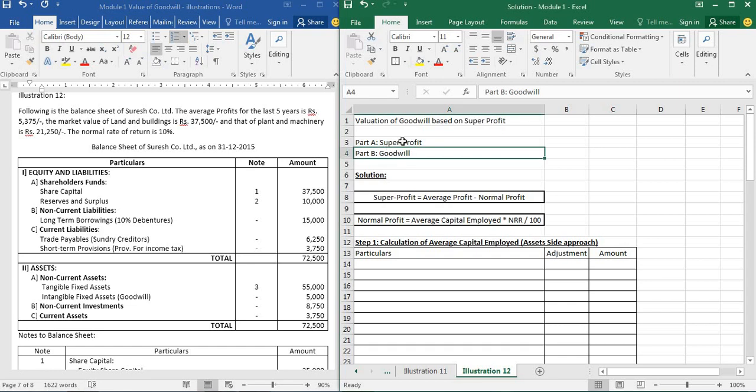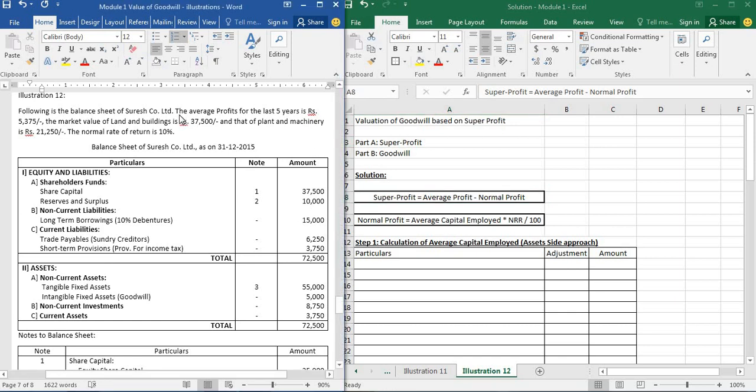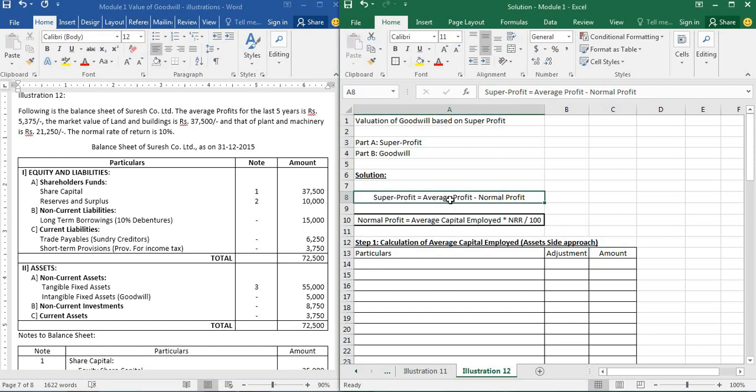Like I told you, we are going to split it in two parts. Part 1 is super profits and part 2 is goodwill. Now, I have mentioned the formula to calculate super profits here. Super profits is calculated as the difference between average profit and normal profit. Any profit that the company earns over and above the normal profit is considered as super profit. Average profit is already given in the problem. Look at the second sentence. The average profits for the last 5 years is rupees 5,375. So they have directly given us the average profit, so we don't have to bother to calculate it.